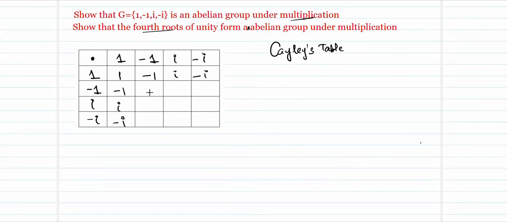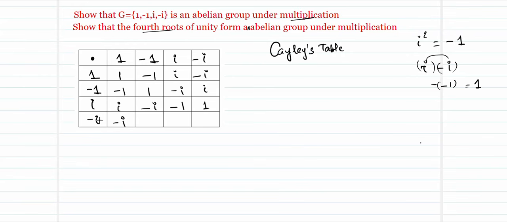Next, -1 into -1 is +1, -1 into i makes it -i, -1 into -i, minus into minus is plus, and this makes it i. Now i into -1 is going to be -i. i into i, we know that i square is equal to -1, so this element is -1. And i into -i becomes minus of i into i, which is i square, -1, but there is already a minus sign, so that makes it +1.